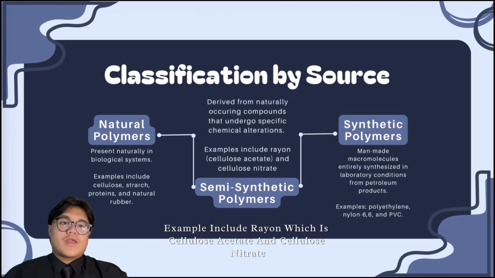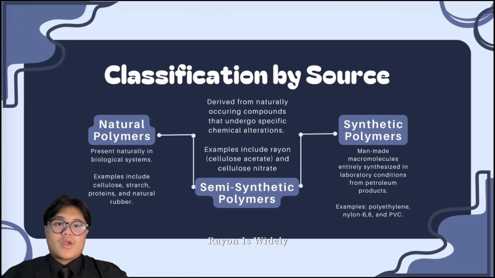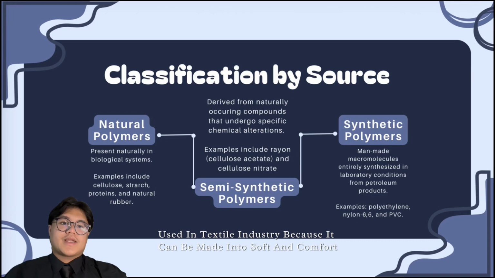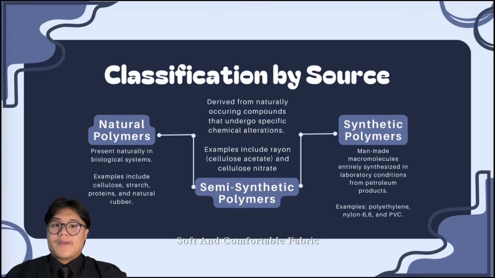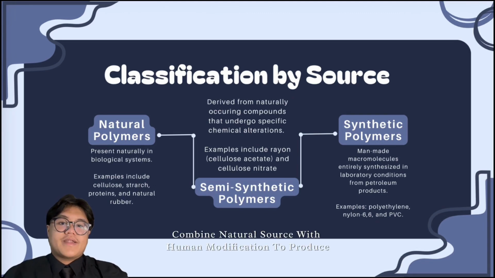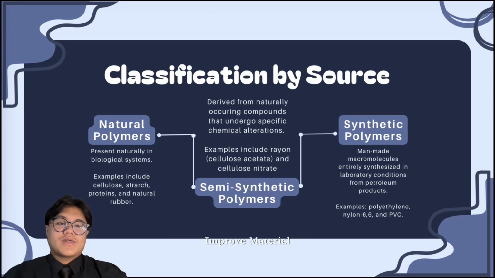Examples include rayon, which is cellulose acetate, and cellulose nitrate. Rayon is widely used in the textile industry because it can be made into soft and comfortable fabric. Therefore, semi-synthetic polymers combine natural sources with human modification to produce improved material.